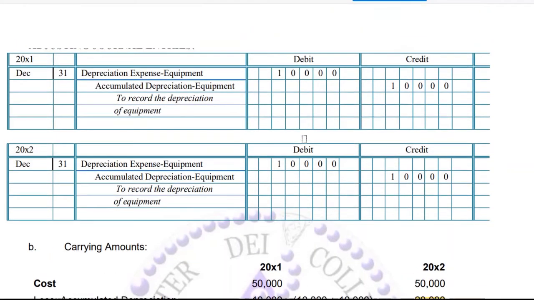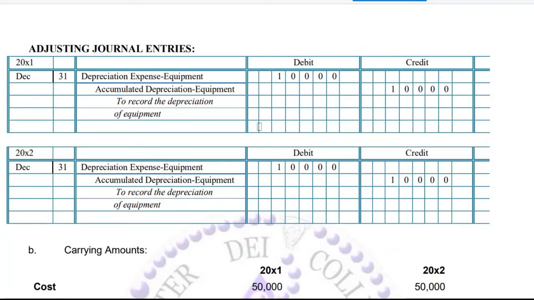And what is the entry for the depreciation? Debit depreciation expense and credit accumulated depreciation 10,000. The same in 20x2, depreciation expense, then accumulated depreciation.